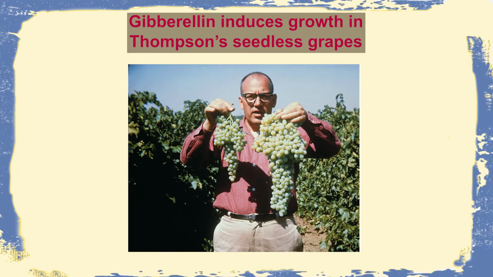Now, this picture shows two different types of grapes. These are Thompson's seedless grapes. The left one without gibberellin treatment and the right one with gibberellin treatment. And the gibberellin treated grapes shows much higher increase in number as well as size of the fruit. The gibberellin can also regulate fruit production.